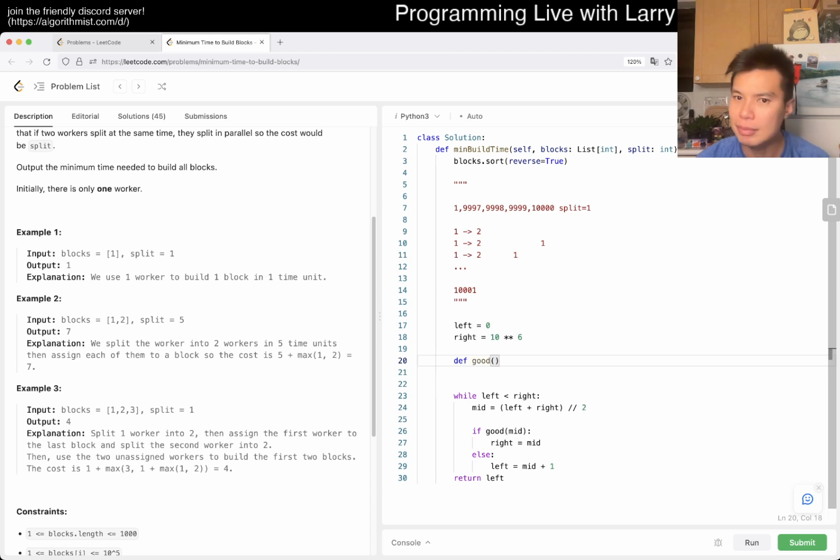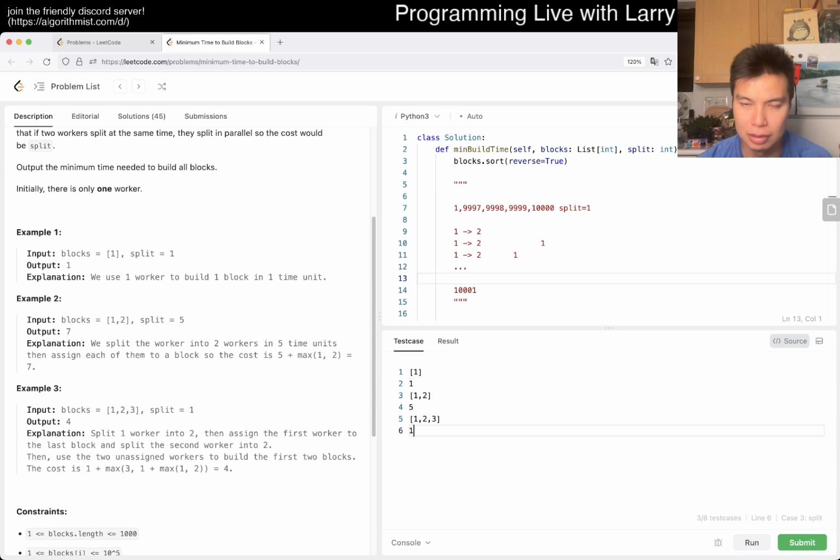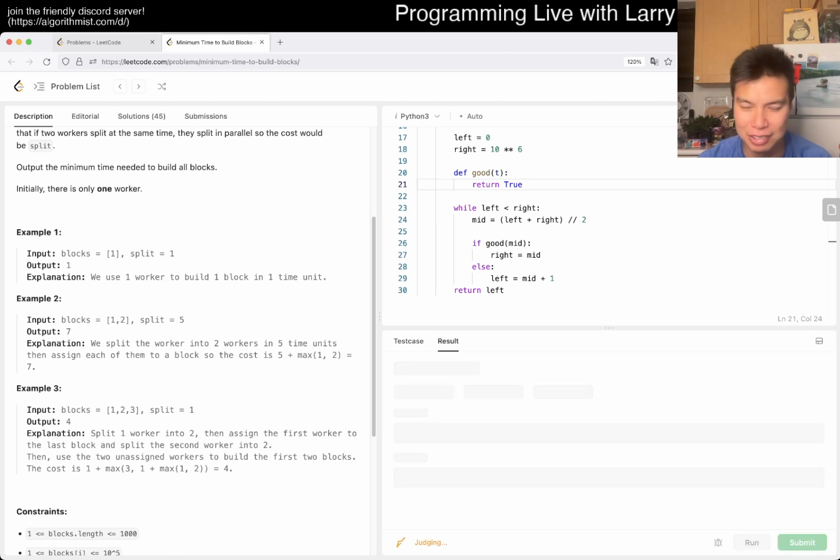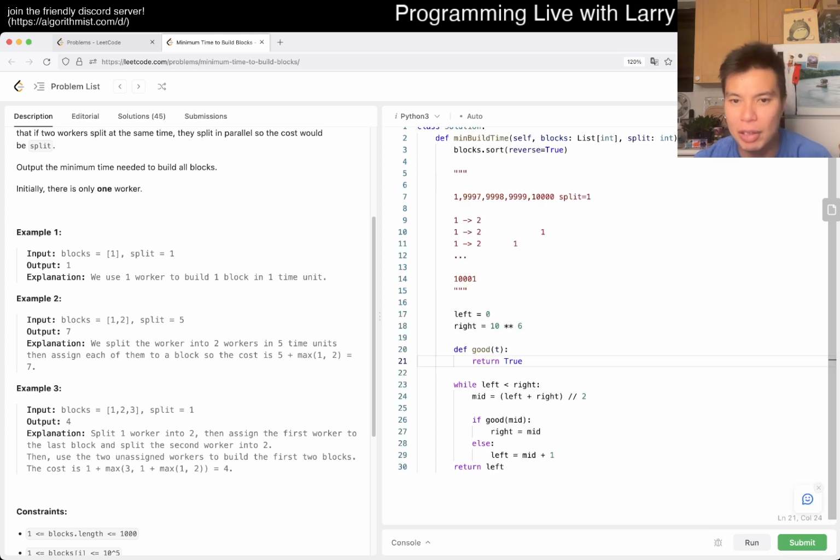Let me actually put this in the input. I just return true, just so I can make sure that I wouldn't have a typo here. Okay, and if you do agree, it'll be 10. So now we just have to simulate, right?